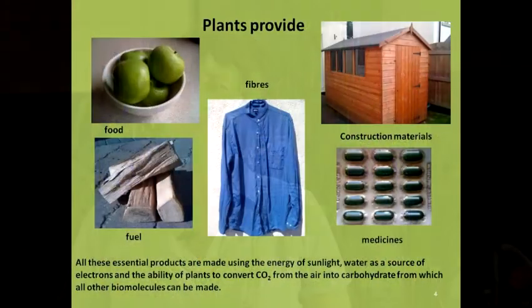Plants don't just produce food. That carbohydrate produced by photosynthesis can be broken down and reformed by the plant into literally thousands of different types of compounds which find use as fuel, for example wood, fossil fuels like coal and oil, fibres such as cotton, linen, flax, construction materials and medicines. Some examples of the latter are anti-cancer drugs like Taxol and vincristine.